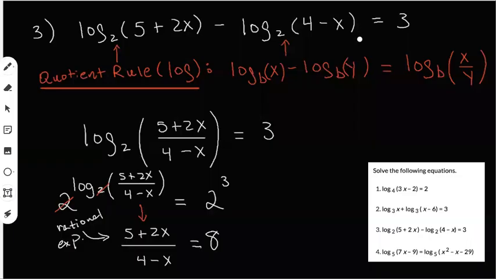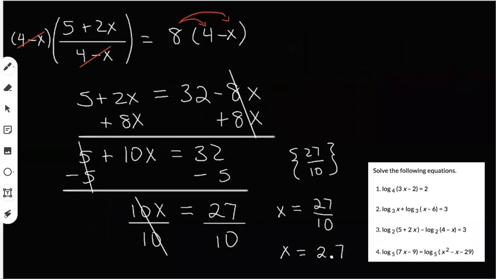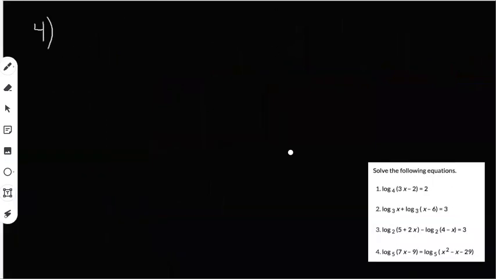All right, so in the last video, we were doing logarithmic equations, and we used the quotient rule to solve this one because we have two logarithms with the same base with a subtraction sign in between. Now the next problem, number 4, doesn't involve any of that. You just have two logarithmic expressions.